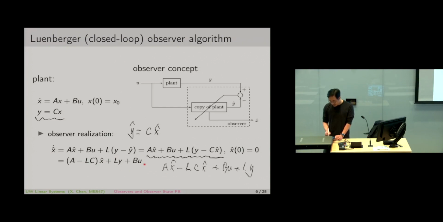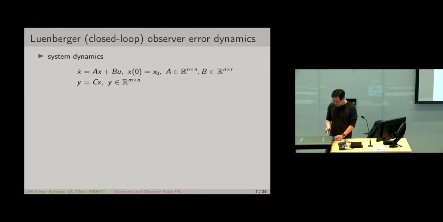Then these are the additional terms going into the observer. We talked about why the open loop observer doesn't work, because we analyzed the error dynamics, right? We thought the error dynamics is not guaranteed to converge to 0. Let's take a look at the new thing now, how the error dynamics for this closed loop observer works.